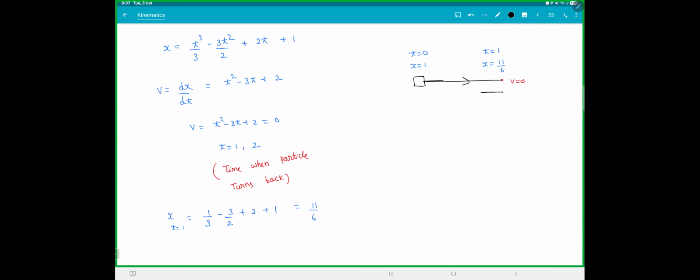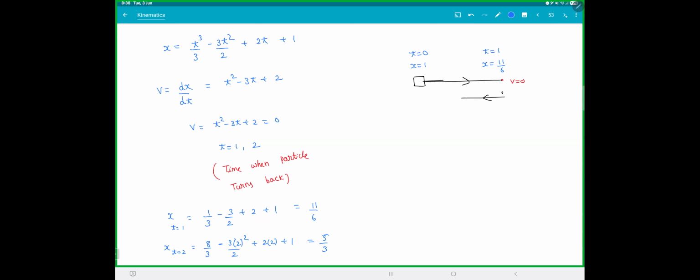Then you start turning back again. So the particle is going forward and then it is coming back. Then when do you stop again? You again stop when t is equal to 2. This will be 2 cubed by 3, which is 8 by 3, minus 3 times 2 square by 2, that is 6, plus 2 into 2 plus 1. How much is this? 8 by 3 minus 6 plus 4 plus 1, that is 5 by 3.